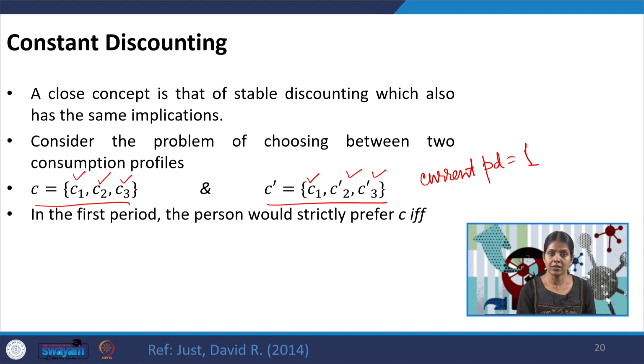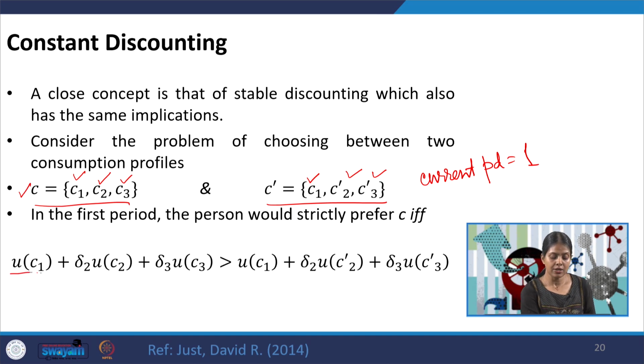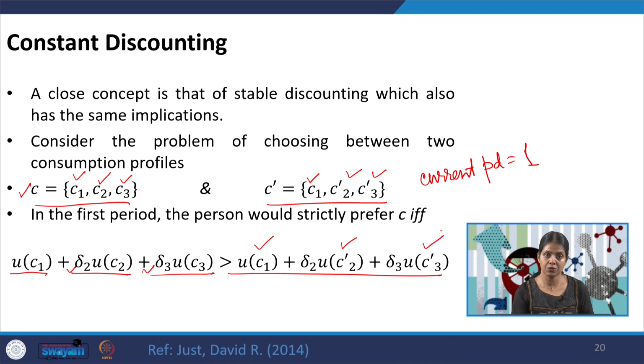In the first period, the person would strictly prefer C if the utility from consumption in the first period, plus the utility from the consumption in the second period discounted to the present value, plus the utility from the consumption in the third period again discounted to the present value, is greater than similarly the present consumption and consumption in period 2 and 3 of the alternative profile, discounted to the present value.